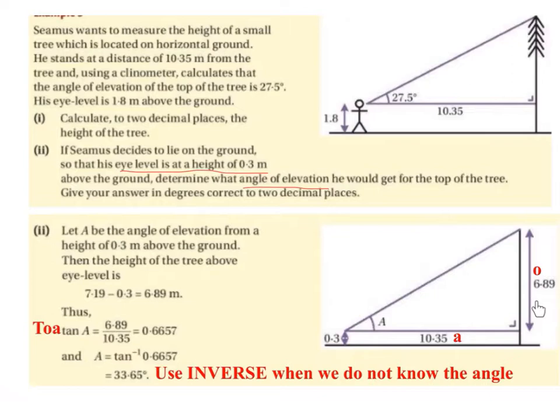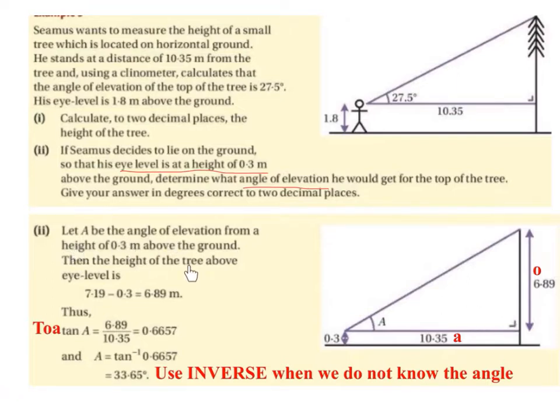So again, I've drawn out the diagram separately. So we have a right angle triangle. So we're going to let A be the angle of elevation from a height of 0.3 meters above the ground. So we have a height of 0.3 meters. And this is our angle of elevation that we're trying to figure out, angle A. We are still 10.35 meters from the tree.